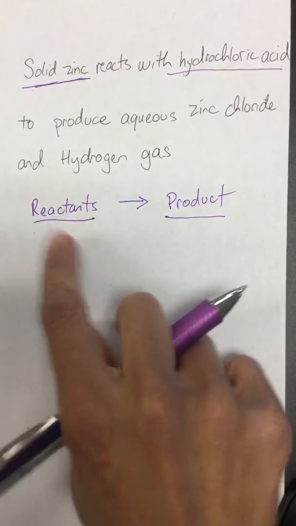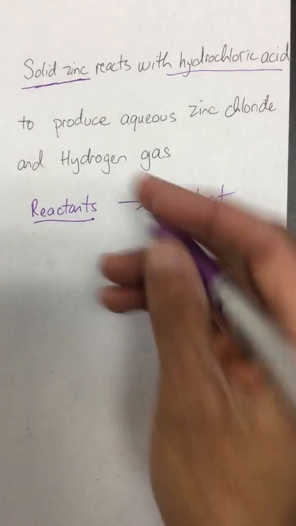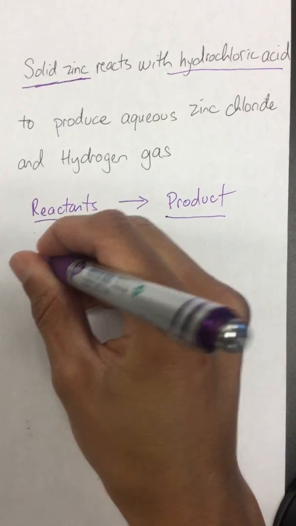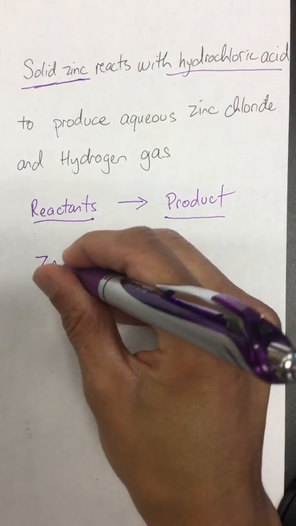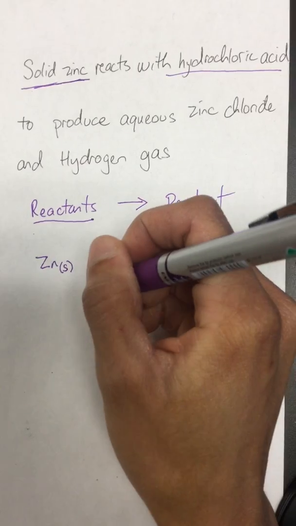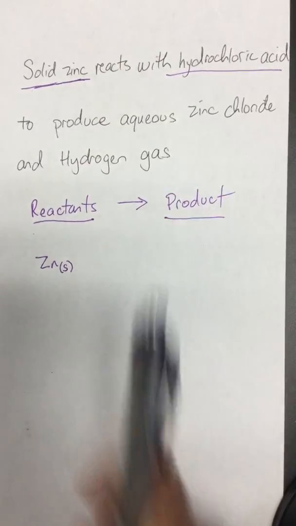So we started off with our reactants. We've got zinc, so I'm just going to write the symbol for zinc down here. And it says solid, so I'm going to put a little s beside it to indicate that it is solid zinc.